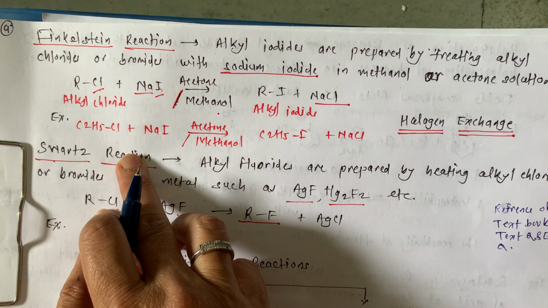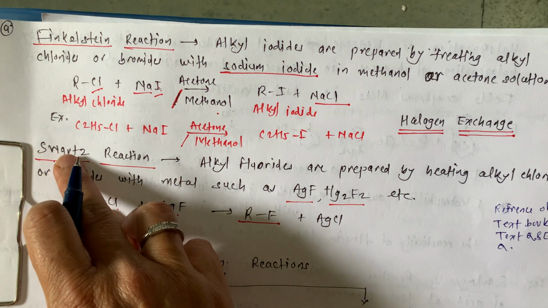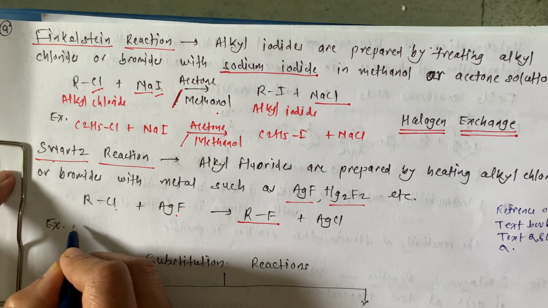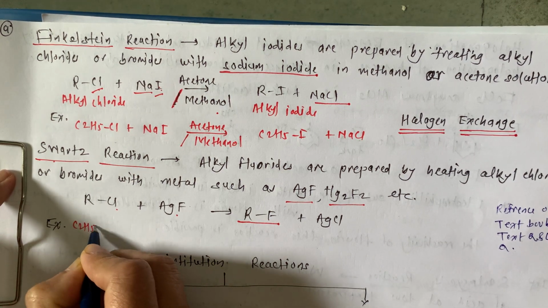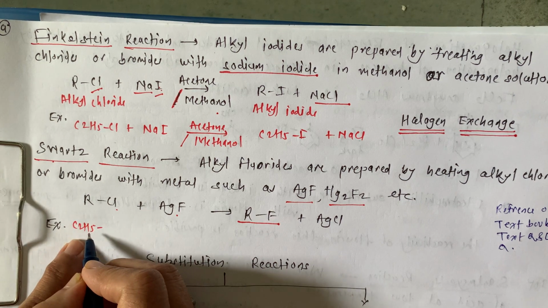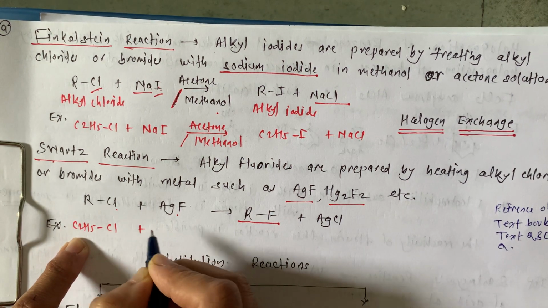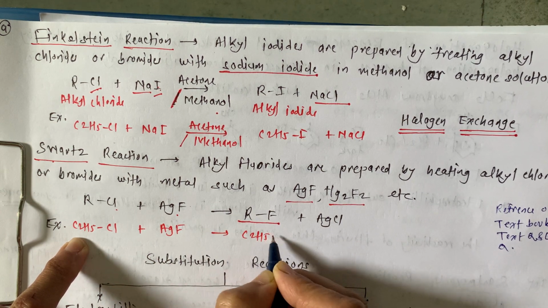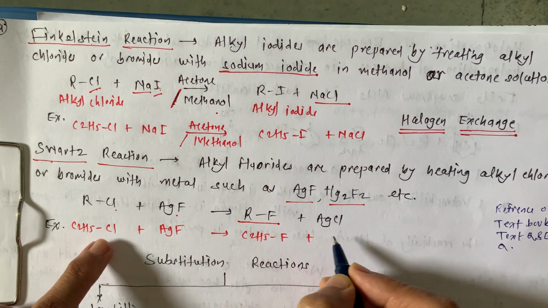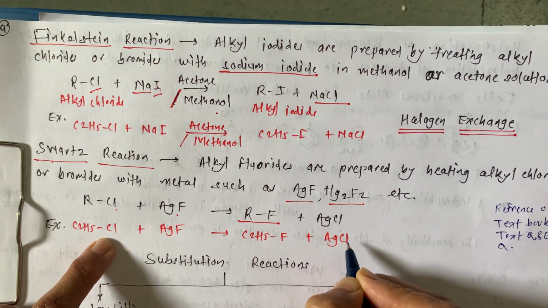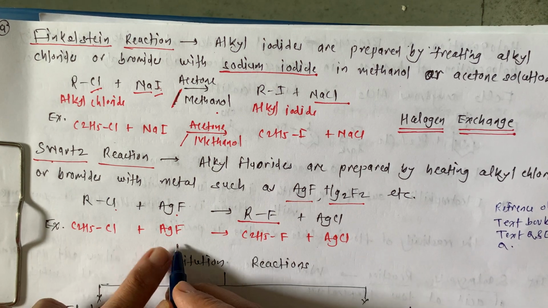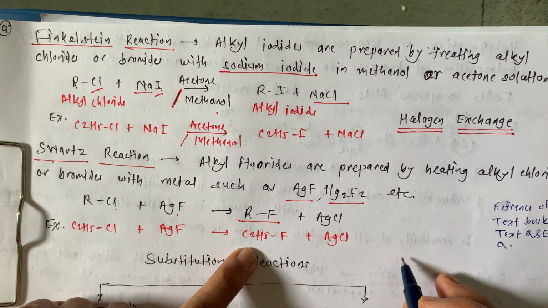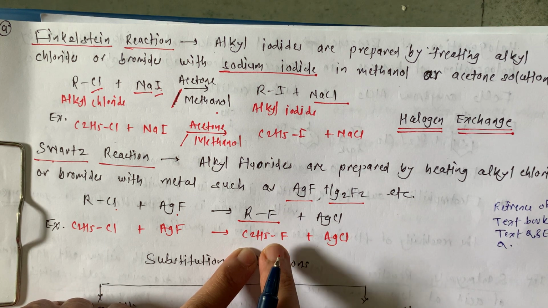But here in the Schwarz reaction, the scientist Schwarz makes it very easy to prepare RF. For example, again you can take any alkyl group. Our very likely group is the ethyl group, so C2H5Cl reacting with silver fluoride gives you ethyl fluoride, and the byproduct is AgCl, silver chloride. Ethyl chloride reacting with AgF gives you ethyl fluoride and AgCl. The importance of this reaction is to get fluoride.